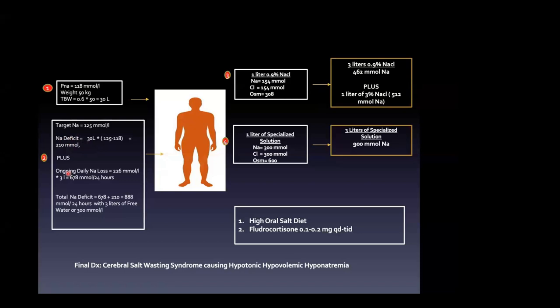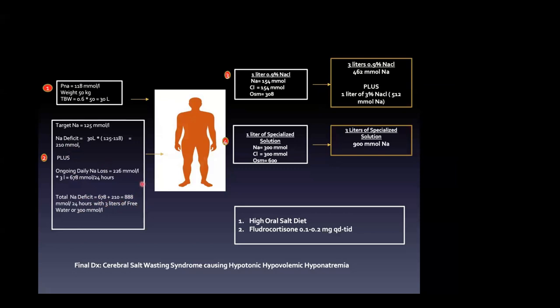But this is not SIADH. This is cerebral salt wasting. And this is just the deficit. You have to give the patient the ongoing sodium losses. The ongoing sodium losses, as I showed you, were 226 millimoles per liter times the 3 liters of urine that he is making. So the ongoing sodium losses are around 678, and the sodium deficit is around 210 millimoles. So the total amount of sodium that I have to give this patient over 24 hours is 678 millimoles plus 210 millimoles, which is around 900 millimoles of sodium in 3 liters of fluid, which he is losing per day.